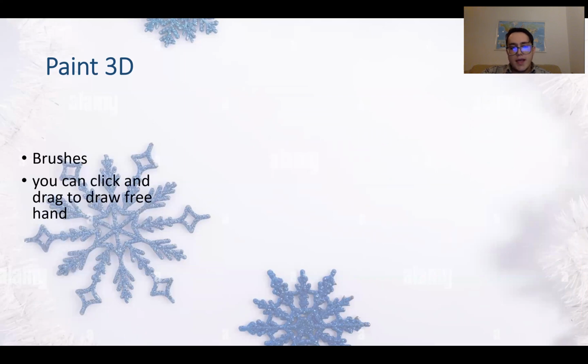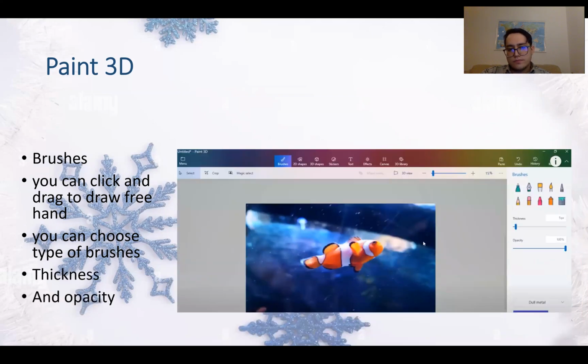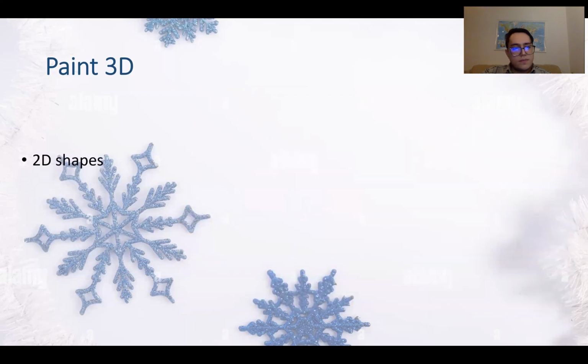Brushes, you can click and drag to draw freehand. You can choose type of brushes, thickness, and opacity. So here you can see the brushes. Here you can see the types of brushes that you can use and the thickness, opacity, and etc.